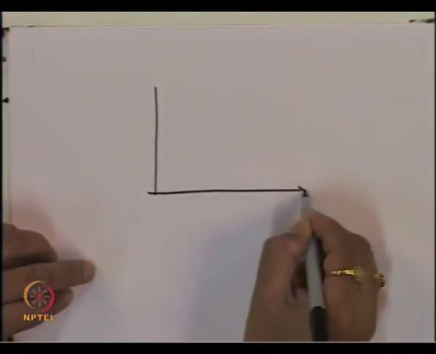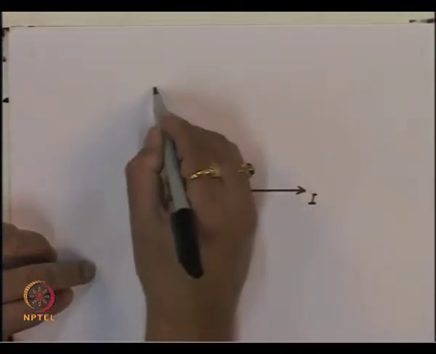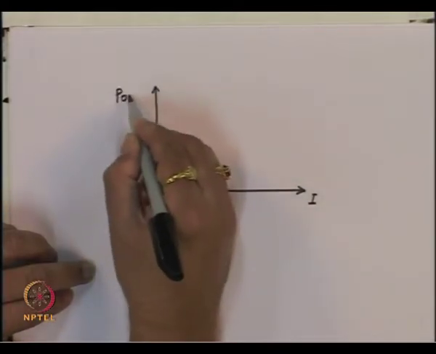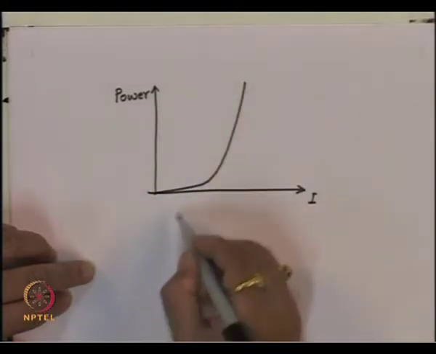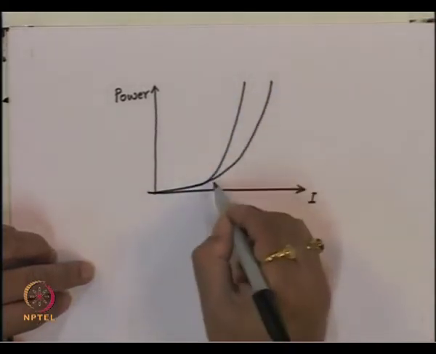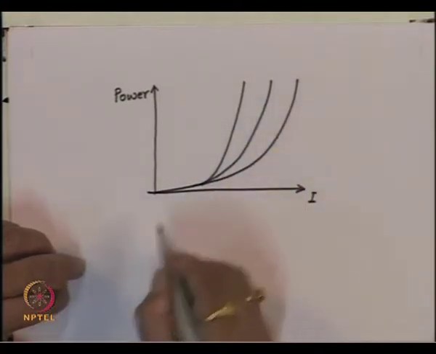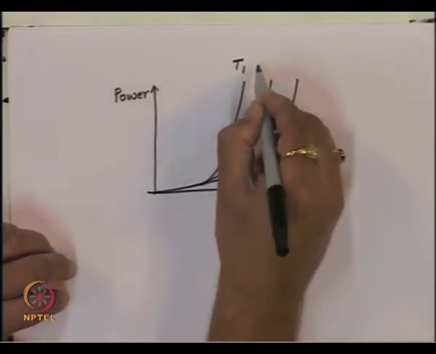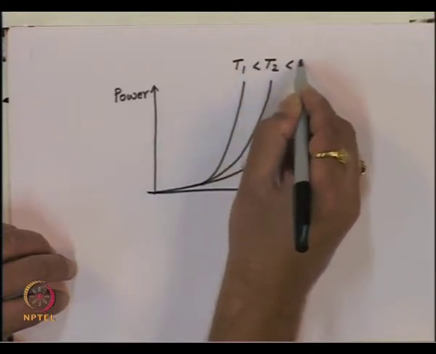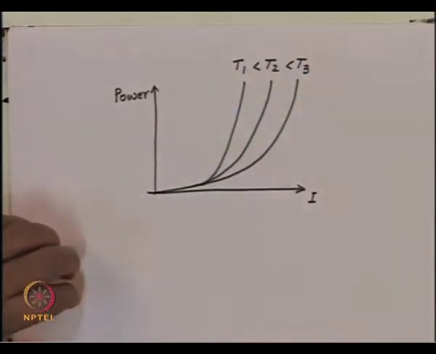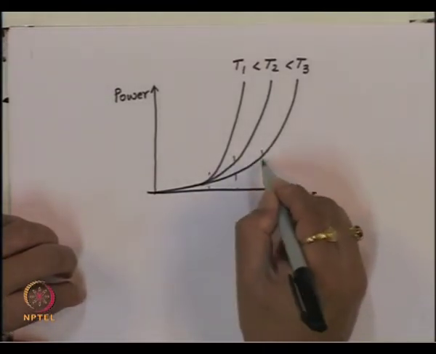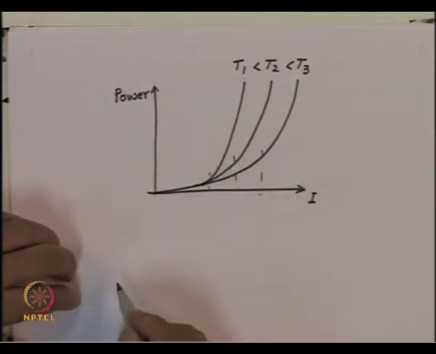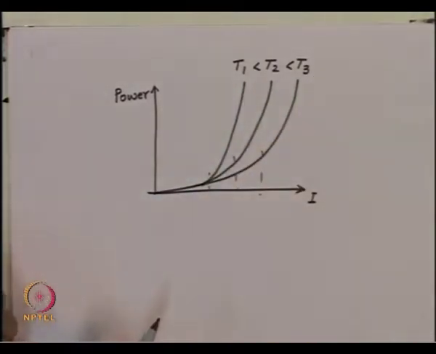So, if we ask how the threshold current will vary as a function of the temperature, this is power. At some temperature, I have a characteristic which will look like that. If the temperature increases, the thing will become like this, and so on, where this is T1 less than T2 less than T3 and so on, temperatures. So, effectively what it means is that the threshold current is increasing as I go for higher and higher temperatures.